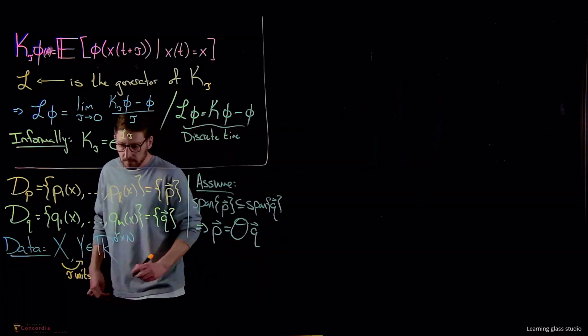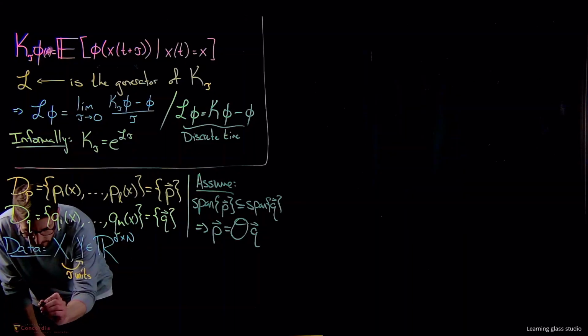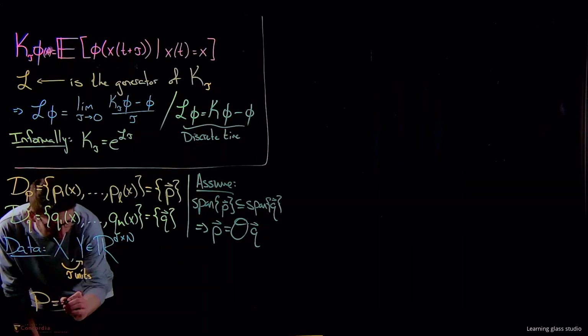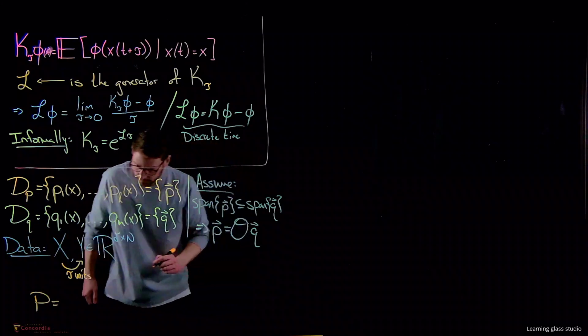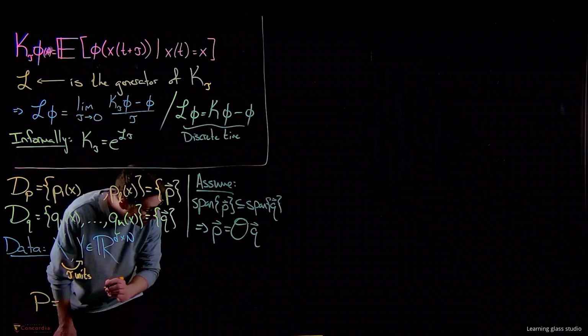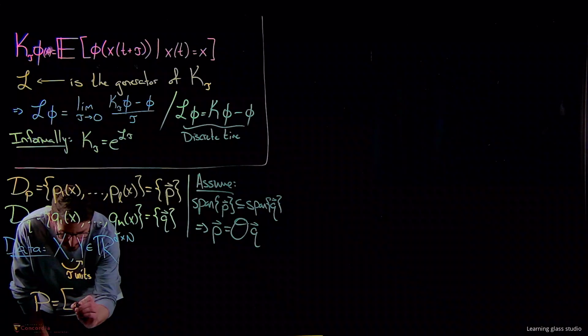So then I'm going to make these nice big matrices. I'm going to say, let capital P be, and then this is where things get kind of weird.